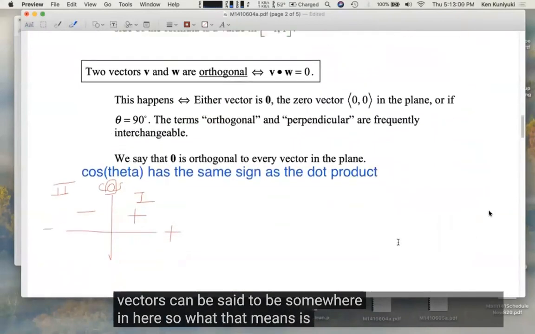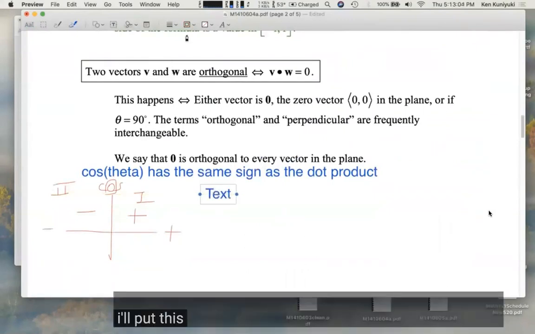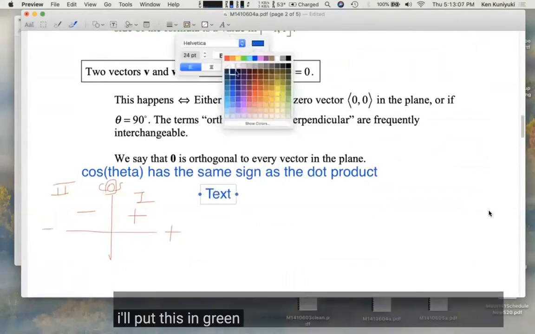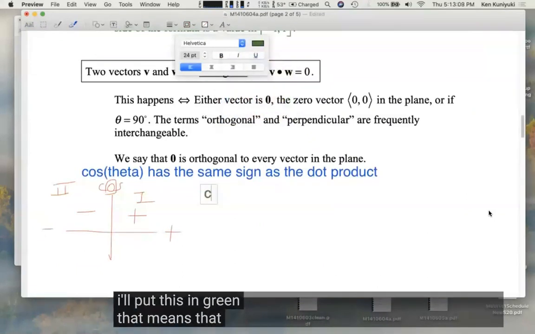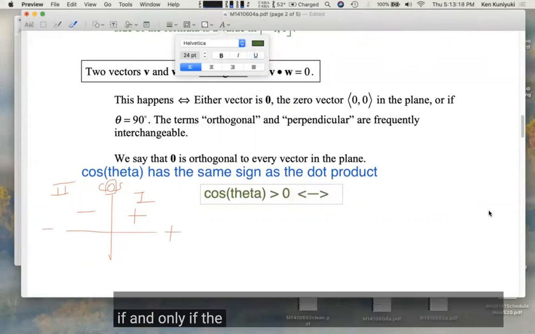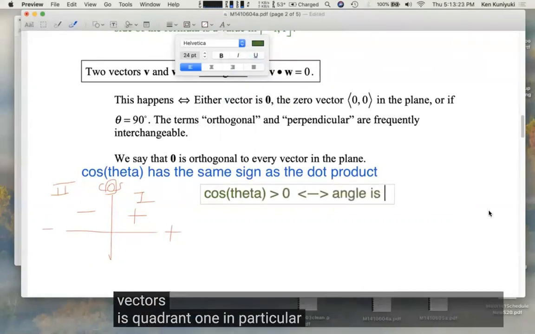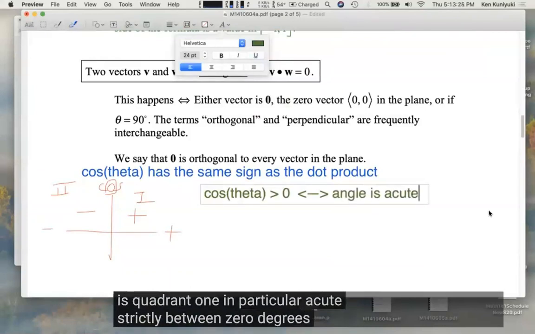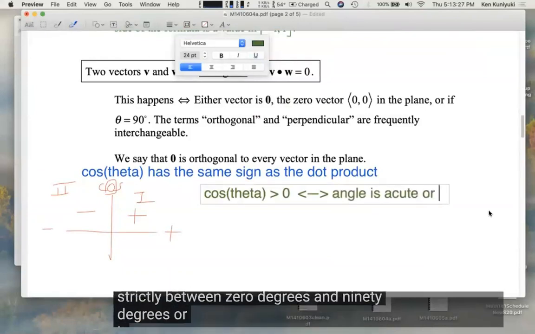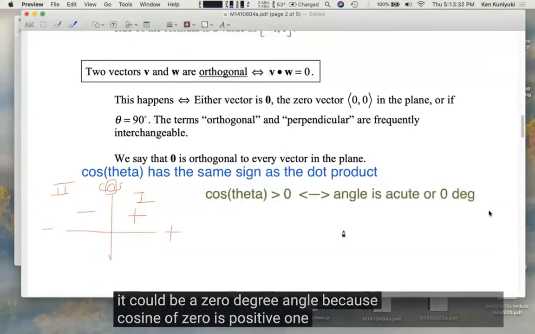So what that means is that, I'll put this in green. That means that cosine of theta is positive if and only if the angle between the two vectors is quadrant one, in particular, acute, strictly between 0 degrees and 90 degrees. Or it could be a 0 degree angle because cosine of zero is positive one.